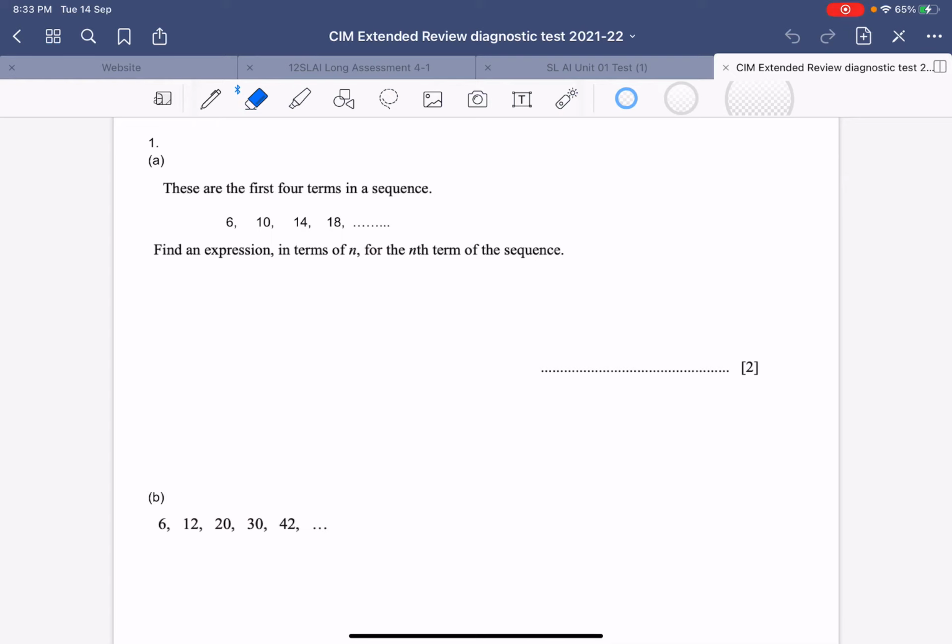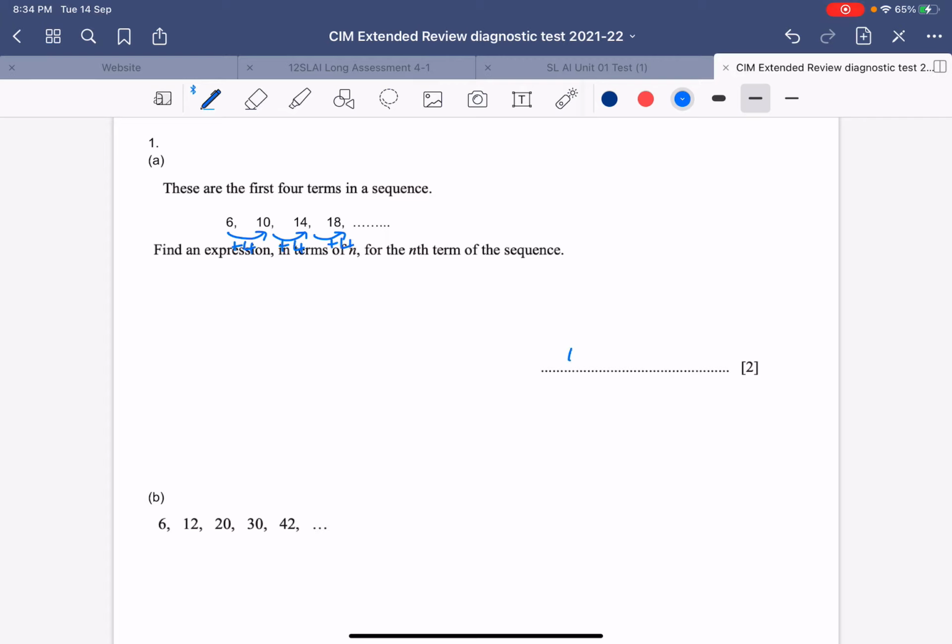So the first question is on nth term of sequences, and we need to find the expression for the nth term of the sequence. To do this one, we're first of all looking to see what's the difference between each number, and on this one it's +4, so we're adding on 4 between each number.